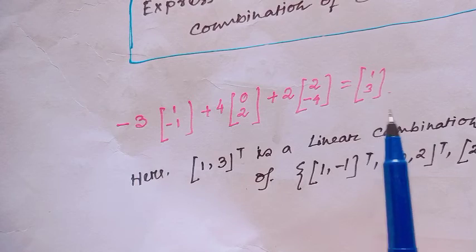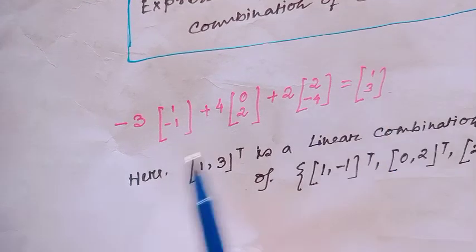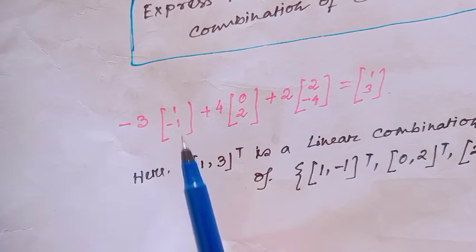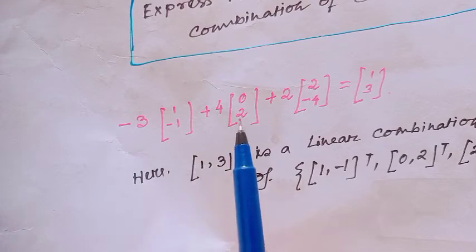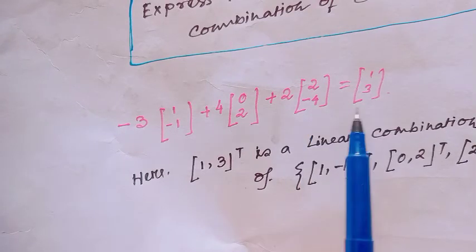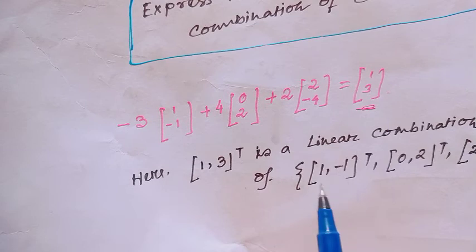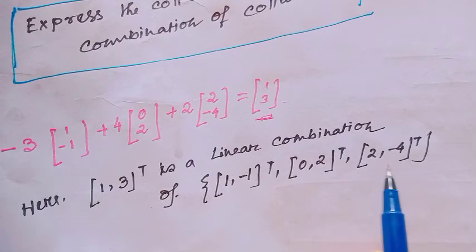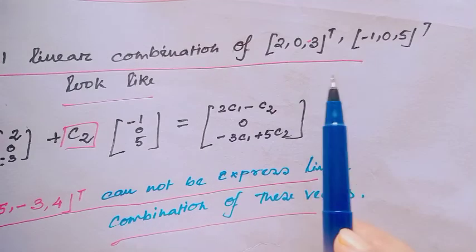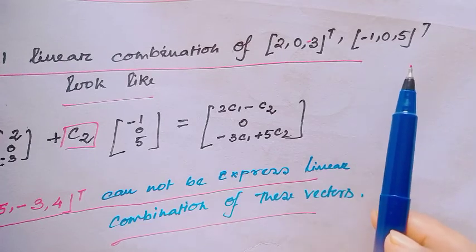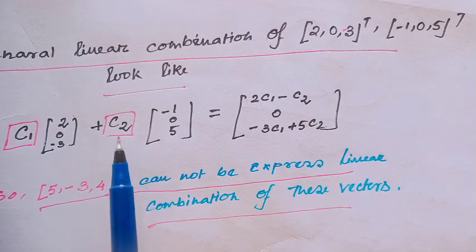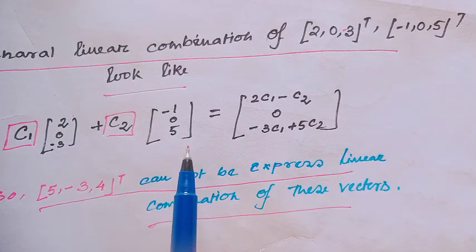For example, see the vector (1, 3). This is actually the linear combination of minus 3 times the vector (1, -1), plus 4 times the vector (0, 2), plus 2 times the vector (2, -4). That means this vector (1, 3) is a linear combination of the vectors (1, -1), (0, 2) and (2, -4). Actually, a general linear combination looks like this: consider the vectors (2, 0, -3) and (-1, 0, 5). This looks like c1 times (2, 0, -3) plus c2 times (-1, 0, 5).